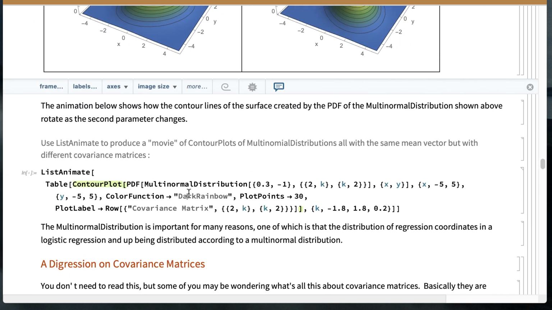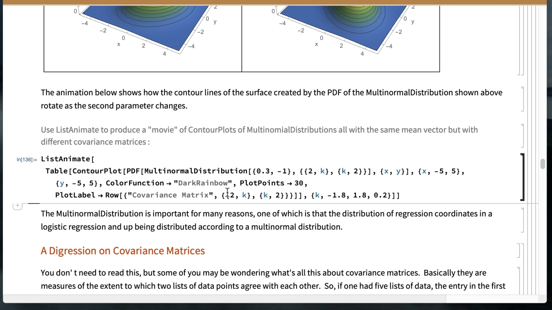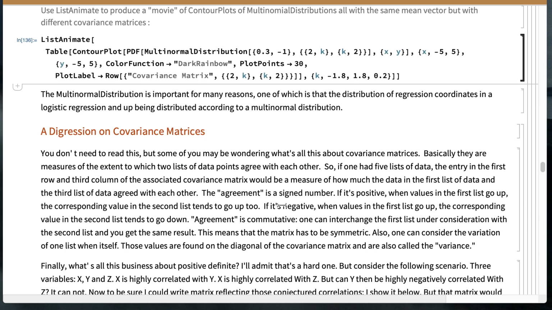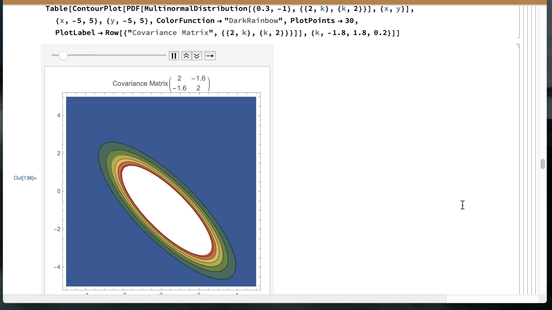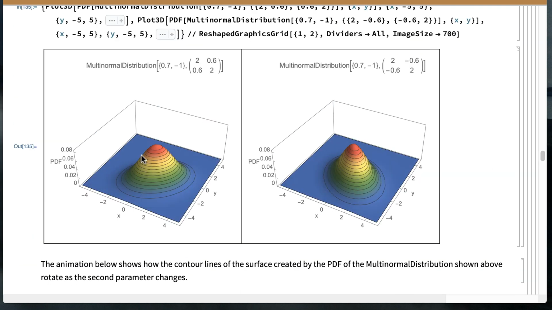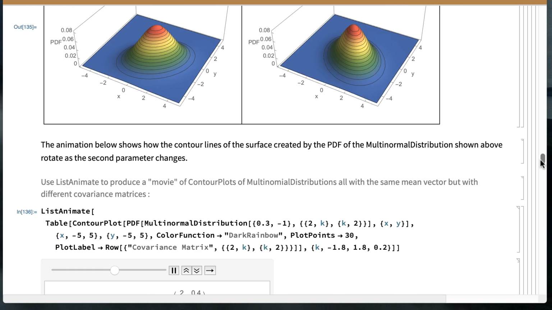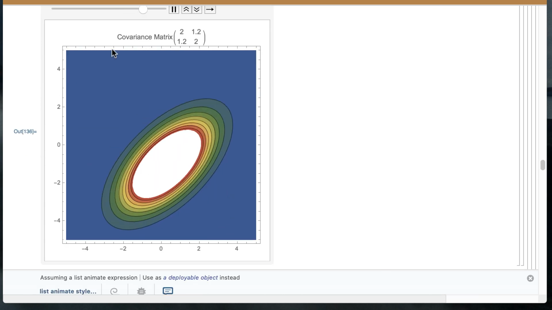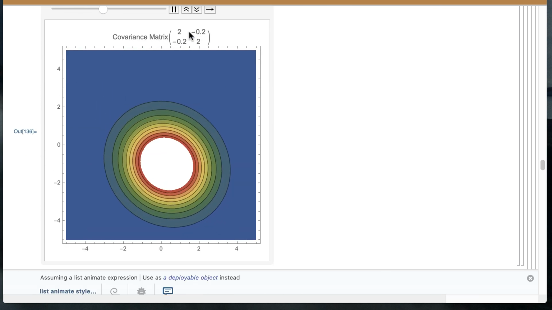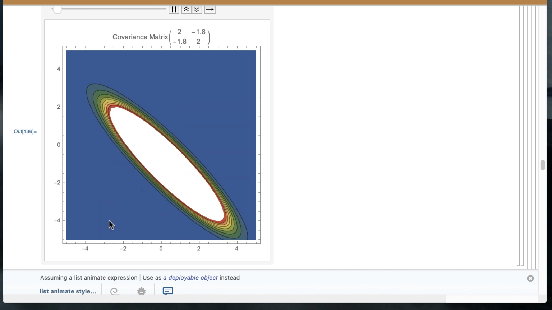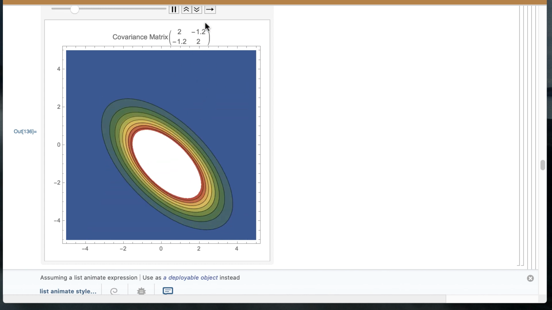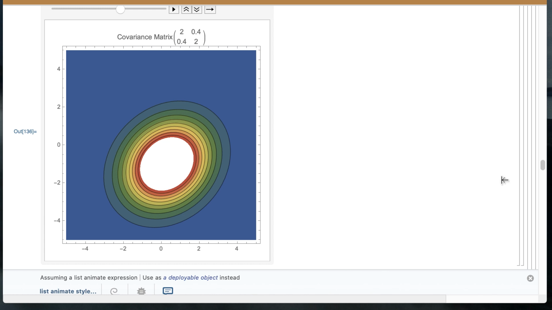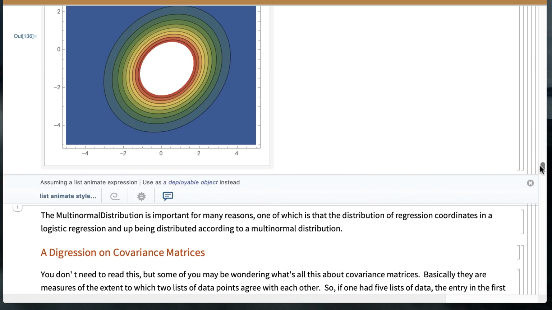What's a fun thing we could do? We like fun. Let's make a movie. And what the movie is going to show you when it's done is how the contours change. See those contour lines there? How do those contour lines change as I simply change that off-diagonal element in the covariance matrix? And you can see the ellipses kind of stretching out. We shrink to a center as it gets to 0, and then we have an ellipse going the other way. So that's one way of thinking about a multinormal distribution.